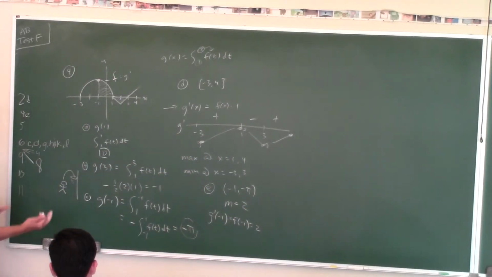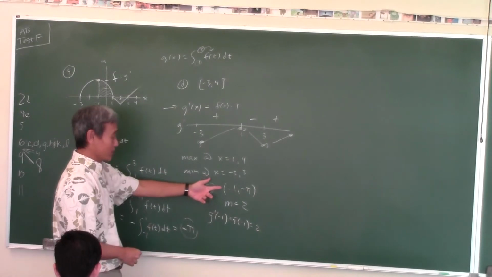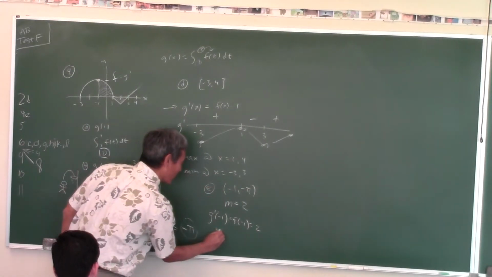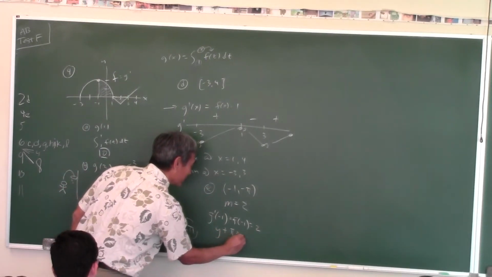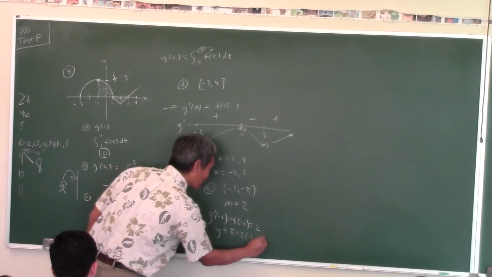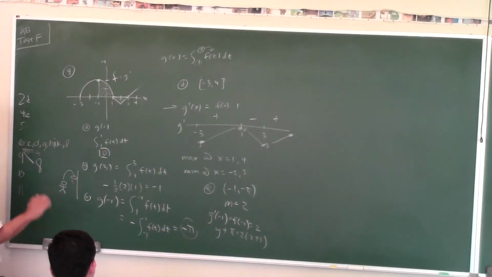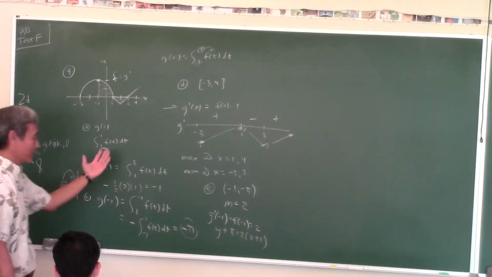See how you gotta connect all the functions together using the fundamental theorem. Okay, and then of course, once you have the point and the slope, just do point-slope form. y plus pi equals 2 times x plus 1. Right there. You just leave it. Don't even put the pi on the other side.